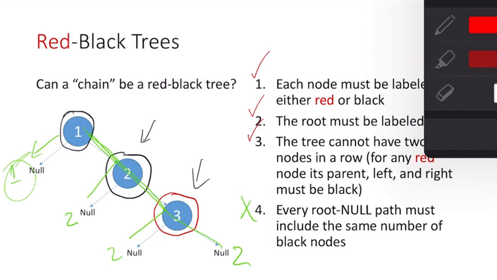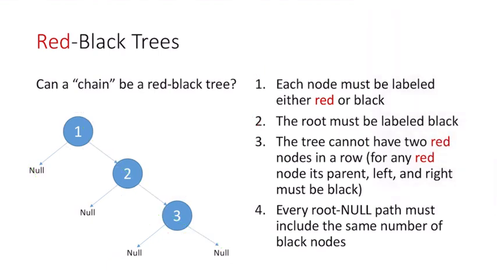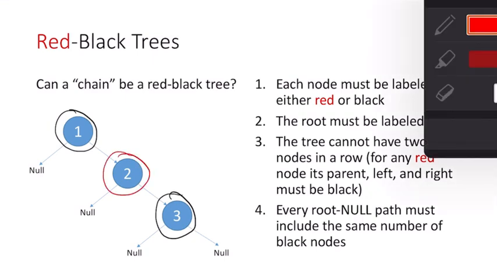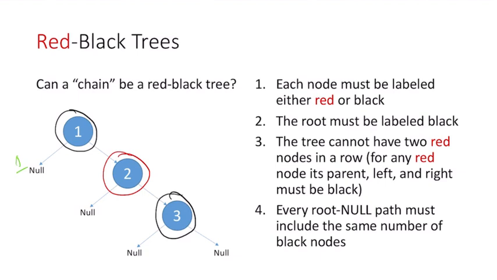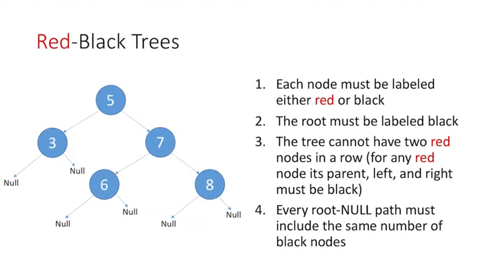So let's try recoloring it a different way. We do know that the root still has to be a black node. Let's try this one as a black node and the middle one as a red node. Well, we're going to have the same problem. So I have one black node on this root to null path, 1 on this one, but 2 on both of these. So there's no possible way to color this particular structure in a tree so that it maintains the red-black tree invariants. All right, how about this one?